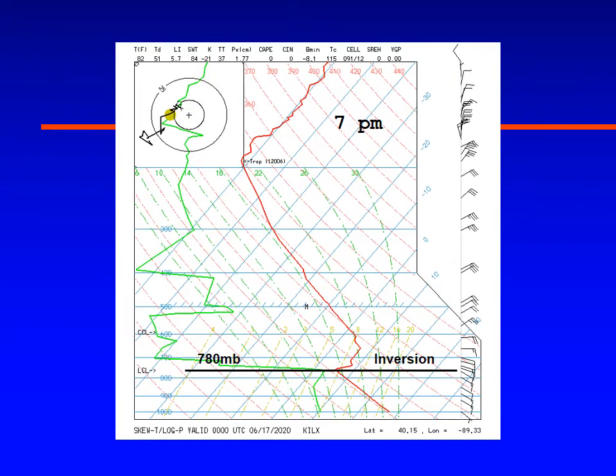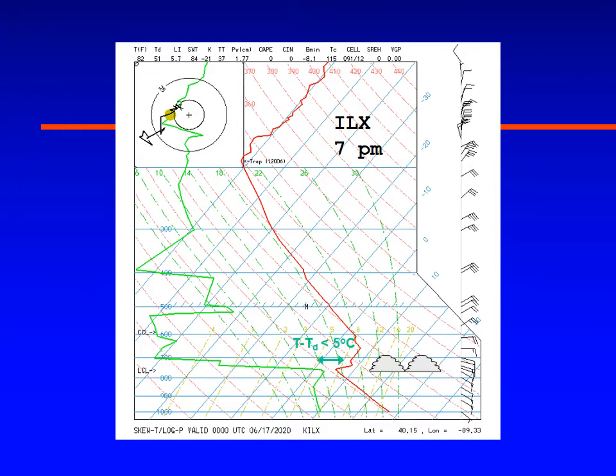Notice that the inversion from the morning is still there. The lower layer inversion disappeared, but the upper level inversion is still there. And that's what's preventing thermals from rising any higher in the atmosphere. The inversion base is about 780 millibars, which is very close to about 7,000 feet.